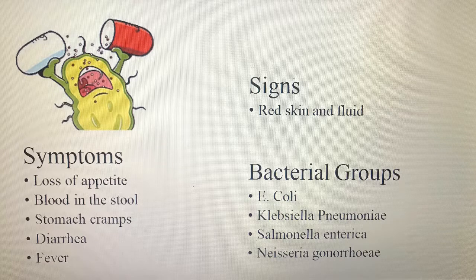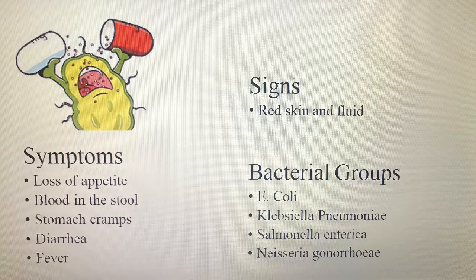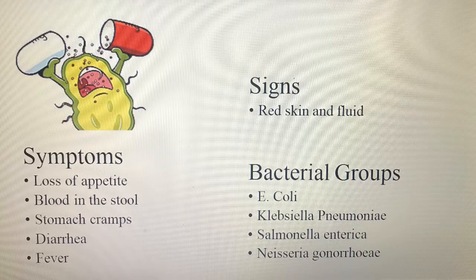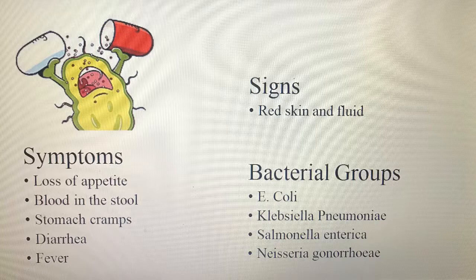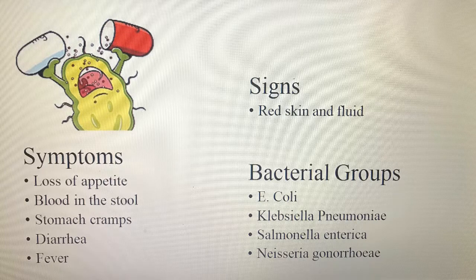There are at least 200 different types of ESBL enzymes. The main bacterial groups known to produce ESBL are E. coli, Klebsiella pneumoniae, Salmonella enterica, and Neisseria gonorrhea.